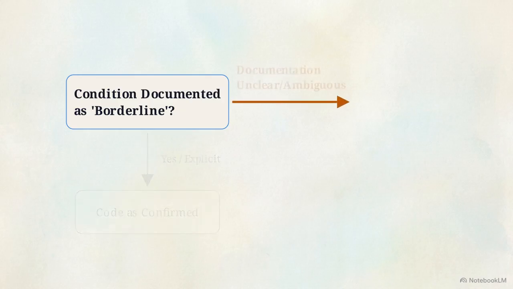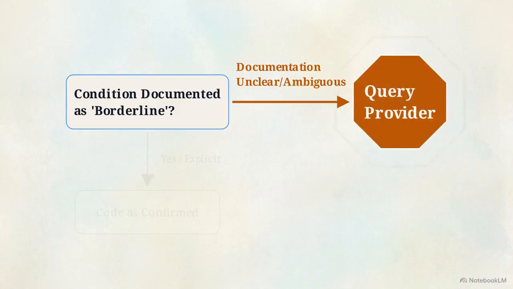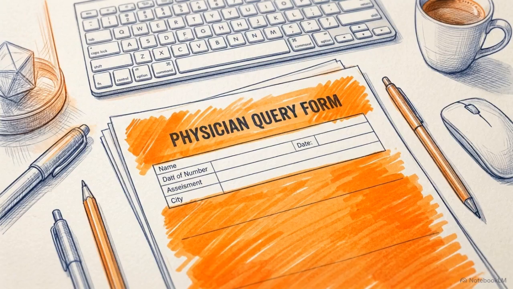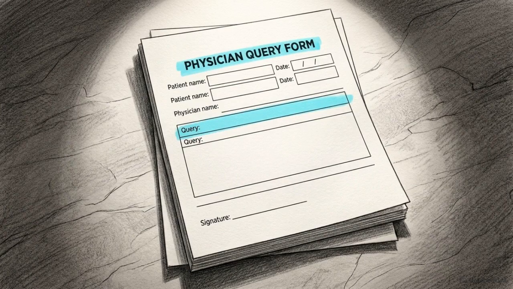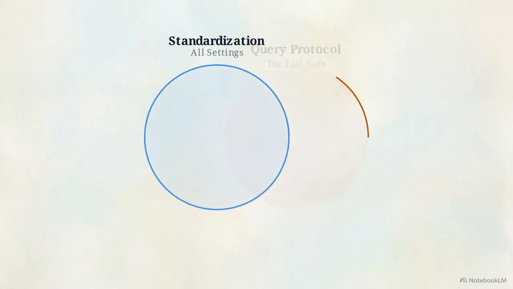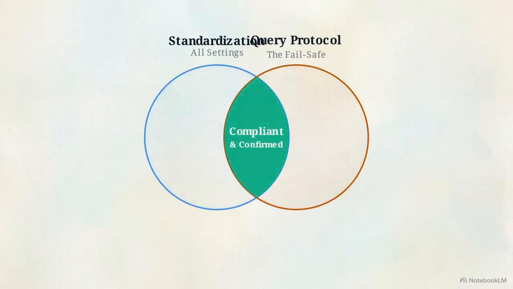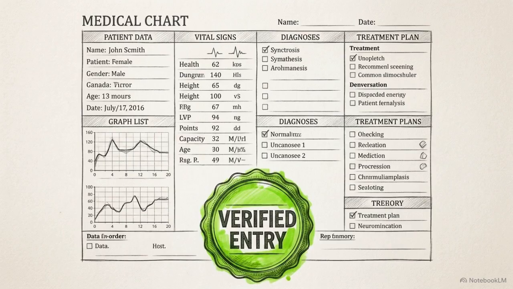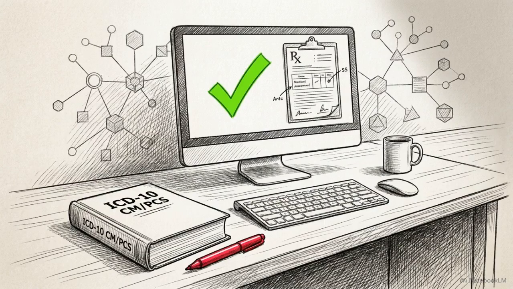If the documentation is unclear, the pathway diverges to a formal query. Halting your workflow to execute a provider query is not optional in the face of ambiguity. It is a mandatory step to secure definitive documentation. Combining strict standardization across all care settings with a rigid query protocol entirely removes subjective guesswork from the coder's methodology. We now have a completed end-to-end operational workflow for processing borderline diagnoses.